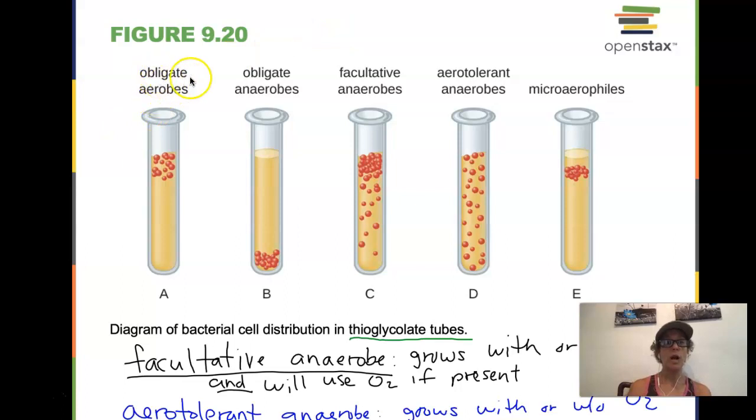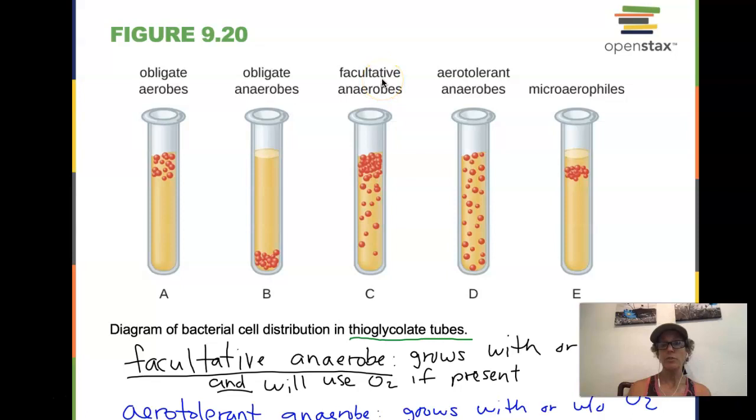Obligate aerobes are obligated to have oxygen present and will only grow in the very top where oxygen can diffuse back into that media. Obligate anaerobes will be at the very bottom where no oxygen has been able to diffuse into the media.